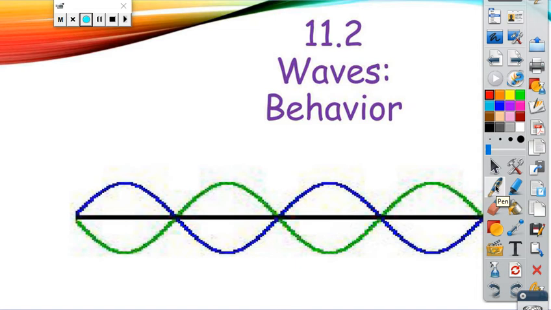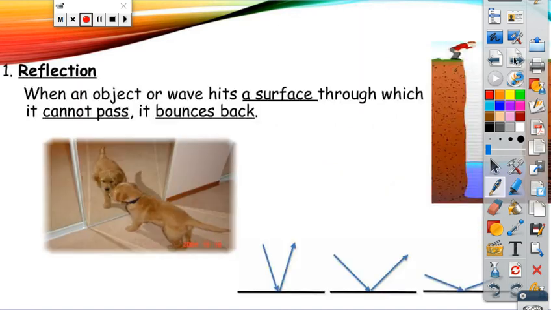Today we're going to be talking about the behavior of waves. So, behavior of waves, we see some waves here. You know what a wave is. Let's just keep going. Okay, first thing, the behavior of waves, we're going to talk about reflections.